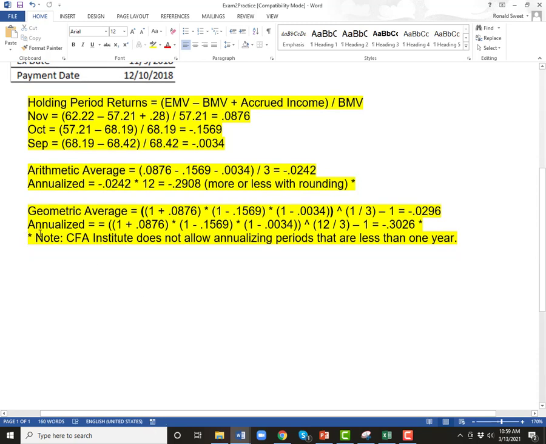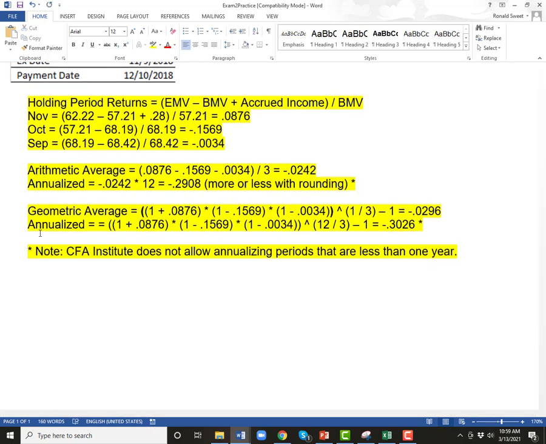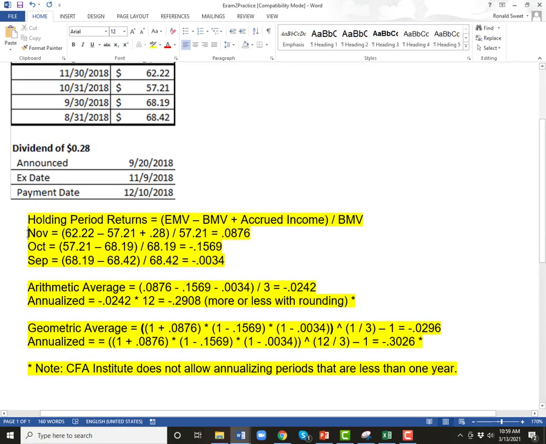The CFA says you cannot annualize numbers for periods of time less than 1 year. Here we only had 3 months, so we can't annualize it. If we had 32 months, we could take the sum of all those divided by 32, and that we could multiply by 12 to annualize it. But you can't annualize 3 months, 4 months, 5 months.